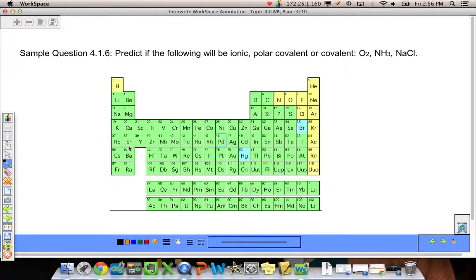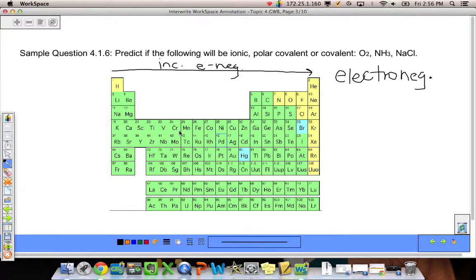Sample question 4.1.6, we are predicting whether the following would be ionic, polar covalent, or covalent. So what we're dealing with here is we're thinking about electronegativity differences. If I remember, my trend is that as we go from left to right across a period on the periodic table, we are increasing the electronegativity of the elements, and that's just how much it's going to pull an electron from another atom towards itself.